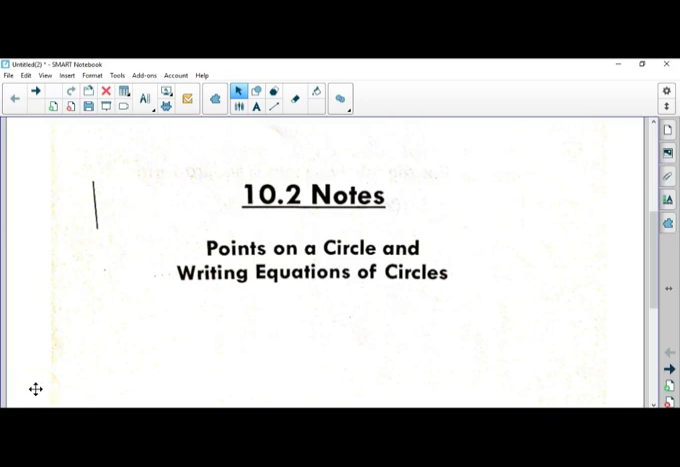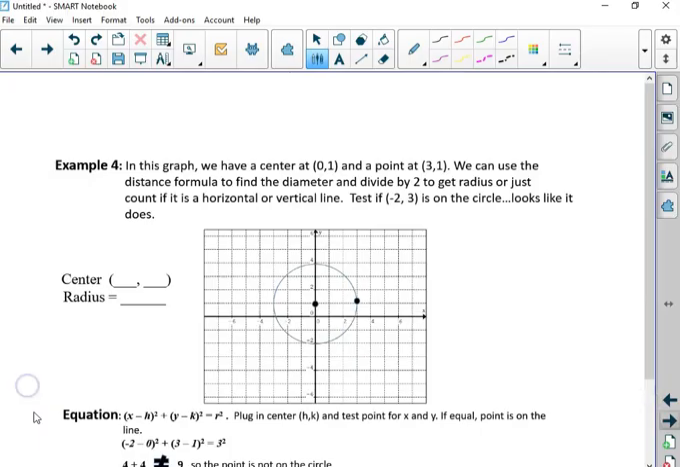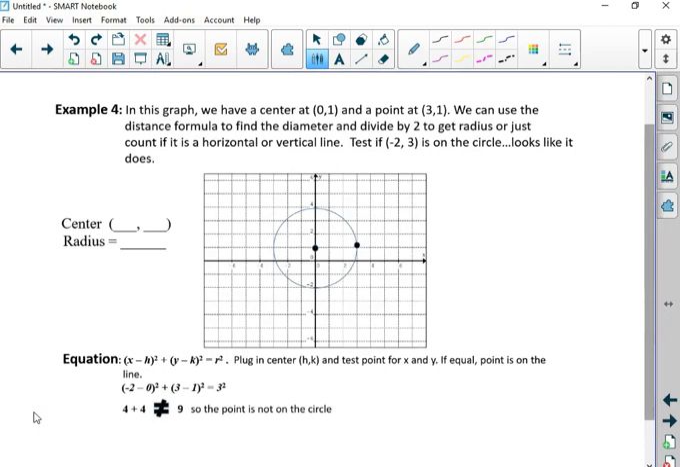All right, 10.2 notes. Some of the numbering on the examples is going to be a little messed up, but just ignore the example 1, example 4, or whatever, and just follow with the notes. And last but not least, example 4, kind of already worked out for you. We're going to add one more step to it, though.